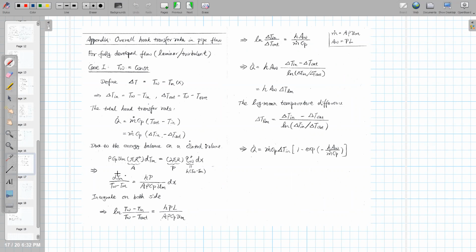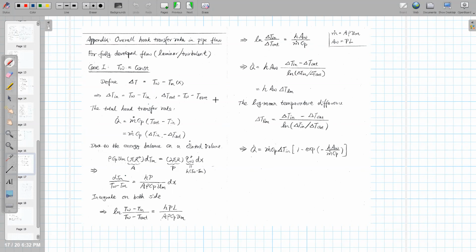And you integrate on both sides for this T_m value. Okay. And you will get the result like ln(T_W minus T_in). Integrate the dT_m on dx from 0 to L, okay, from the inlet to outlet. So basically, you get the value ln(T_W minus T_in) divided by ln(T_W minus T_out) will be equal to h P L over (A rho Cp U_m).